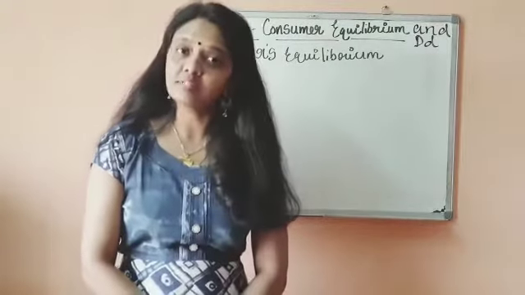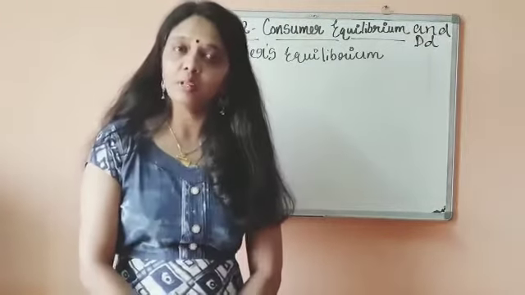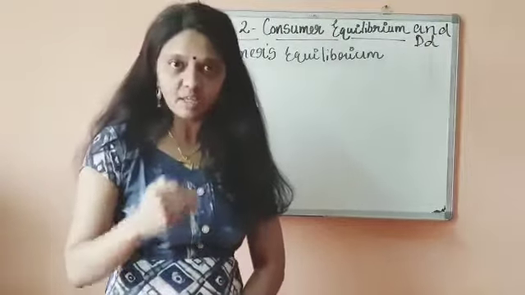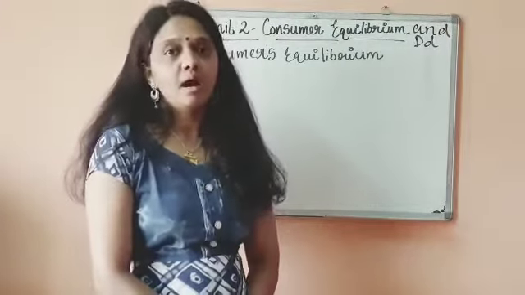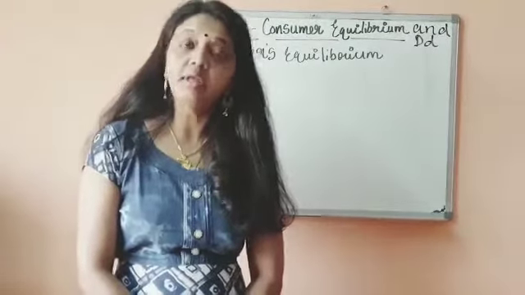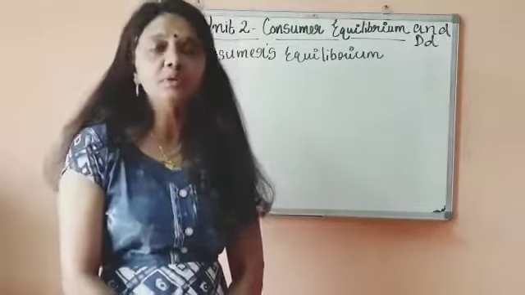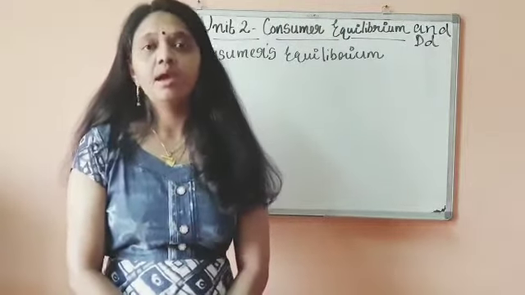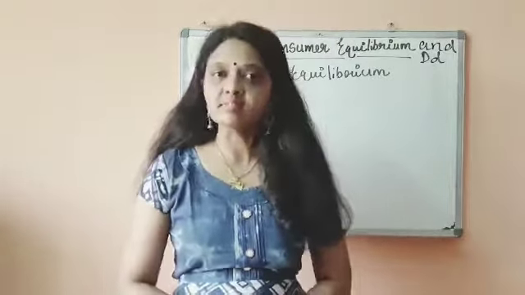This is Miss Mini with you. We are going to start with the second unit. The second unit is consumer equilibrium and demand. Under this unit, I am going to the second chapter, consumer equilibrium. In this chapter, I am going to cover utility, marginal utility, and total utility. With the help of marginal utility and total utility, I am going to explain the law of diminishing marginal utility and consumer equilibrium.